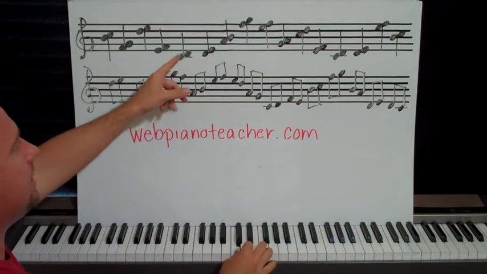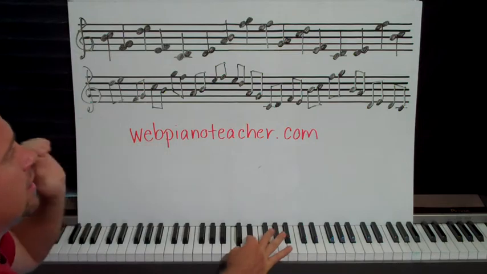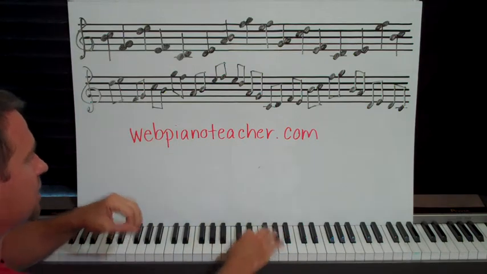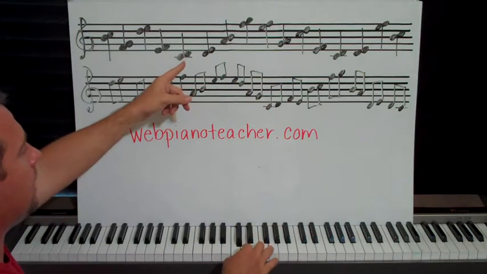You have C and D together. Now, I can sharp the D. It is still a second. Now, it's a different kind of a second. It's called an augmented second, but it's still a second from one letter to the very next letter.